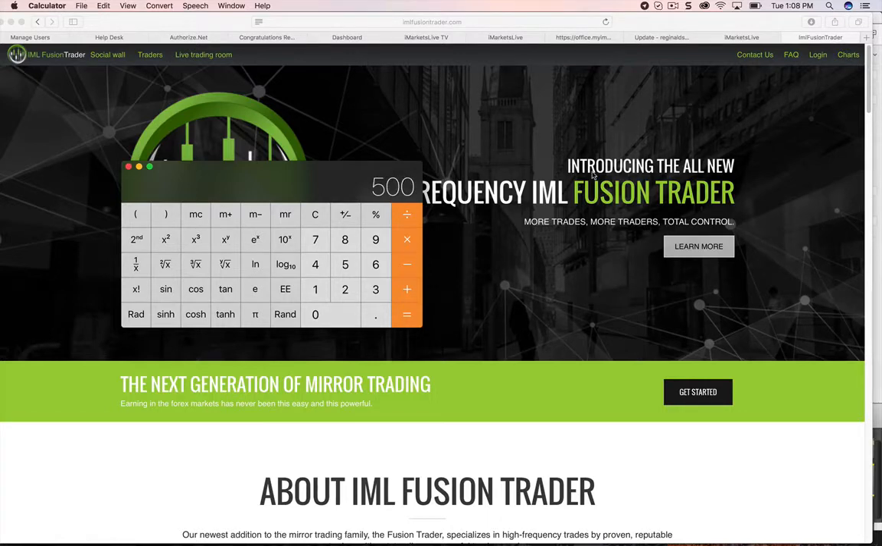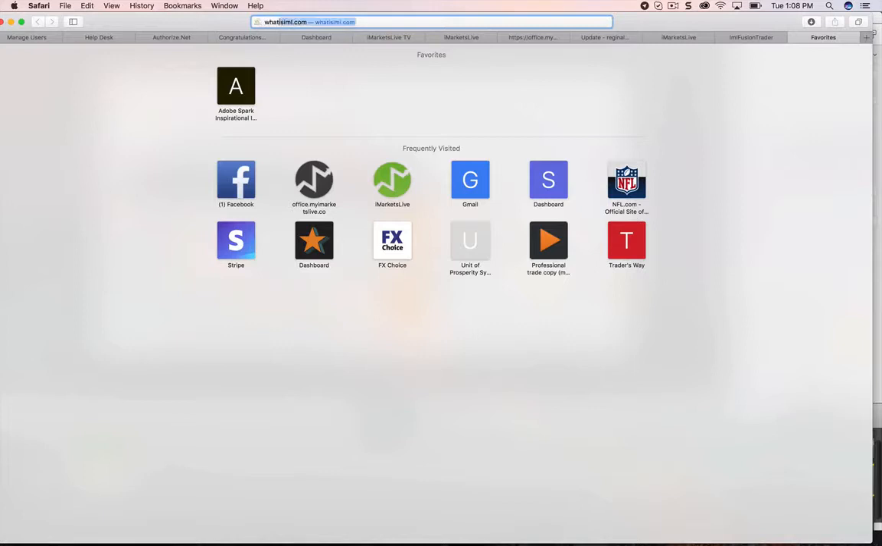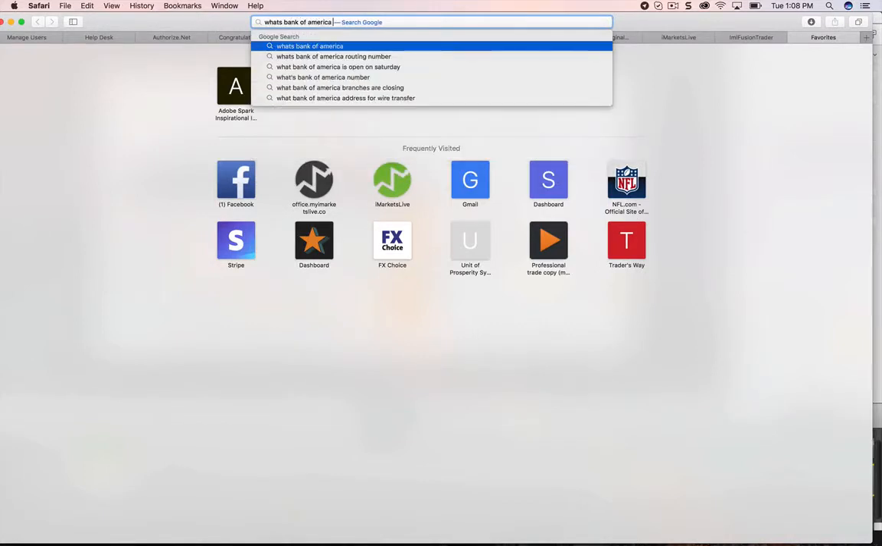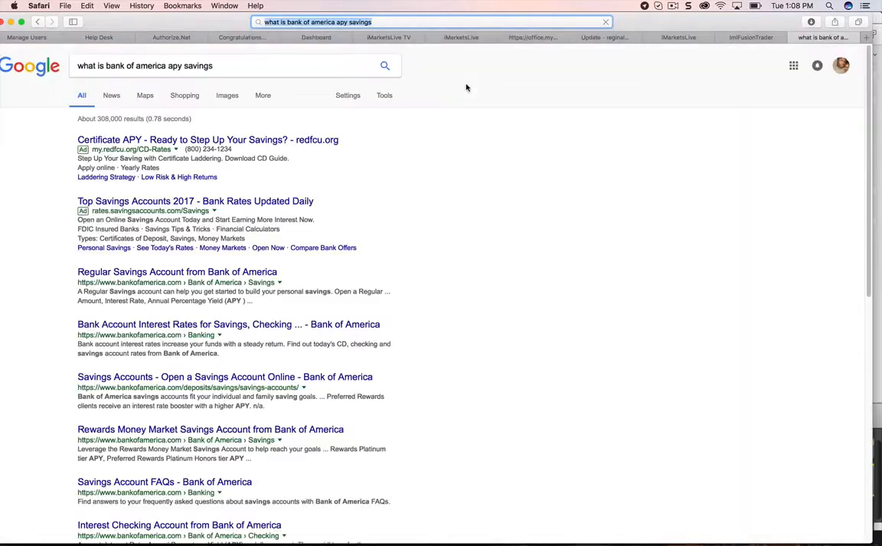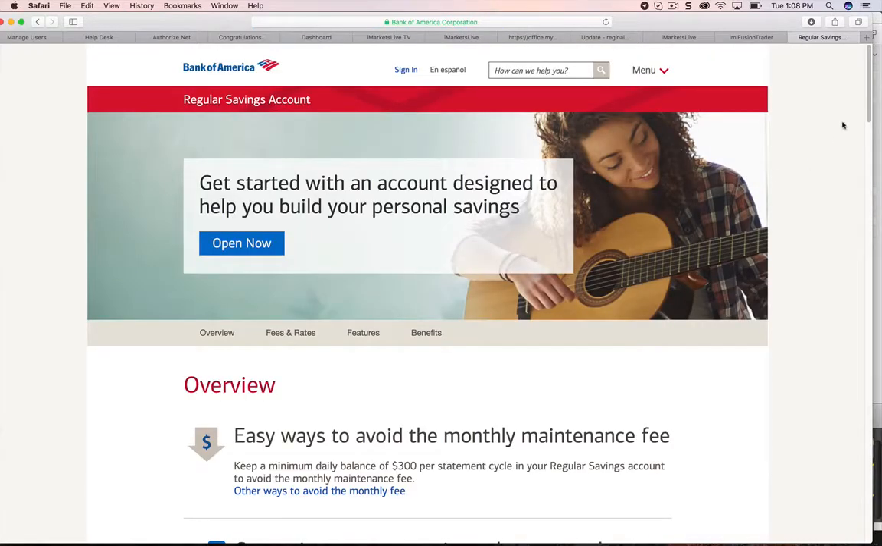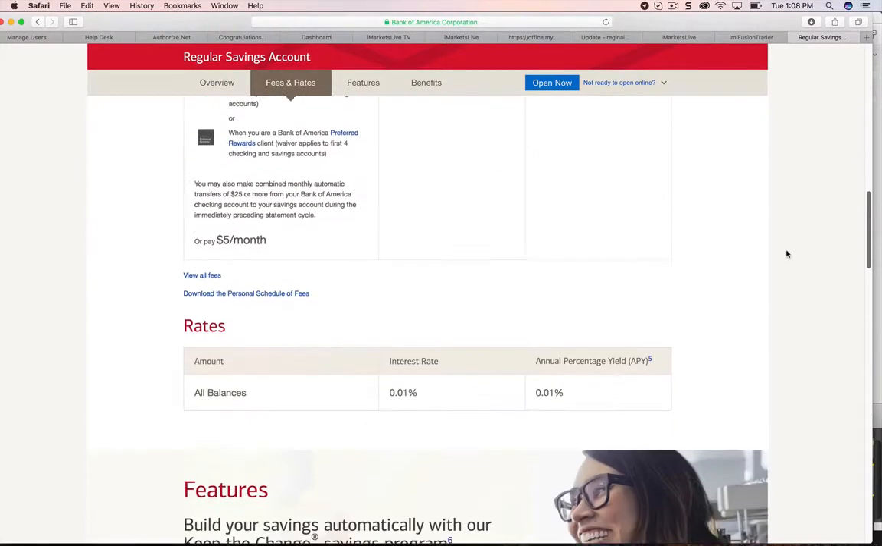Now, typically, if you look at most bank accounts, I'm going to go to, let's see, Bank of America APY savings. Let's just look at that. Let me see if I can find something on it. Let's see here. All right, maybe I can. If I can't, I'm not going to worry about it too much, because pretty much you know what it is.